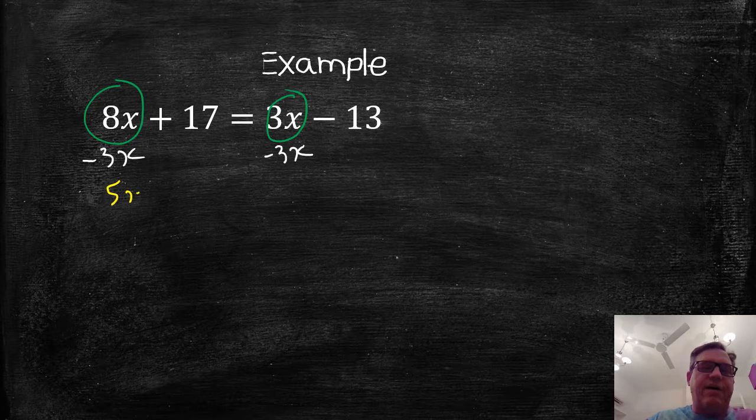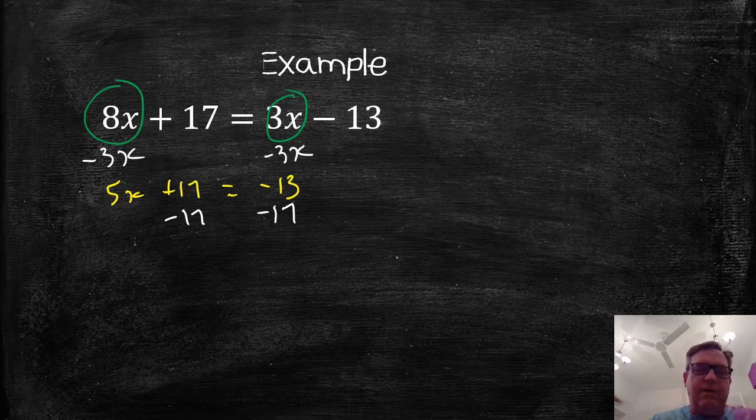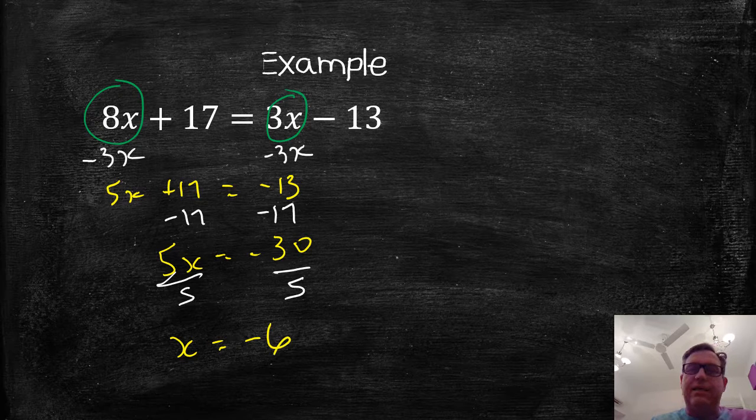On the left, I have 5x plus 17. On the right, I just have minus 13. So my x's are all on the left. I want my numbers on the right. So I'm going to take away 17. And if I do that, I get 5x equals minus 30. And then I want 1x. So I'm going to divide by 5. And my final answer is going to be x equals minus 6. And again, we can stick that in and check it.